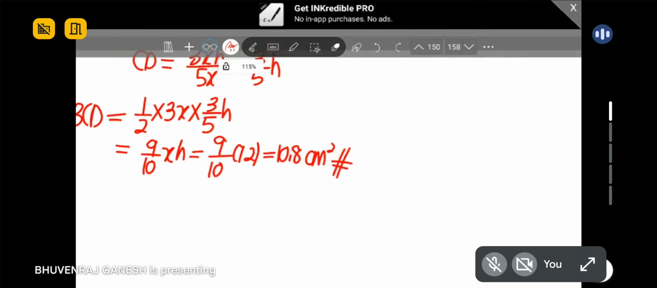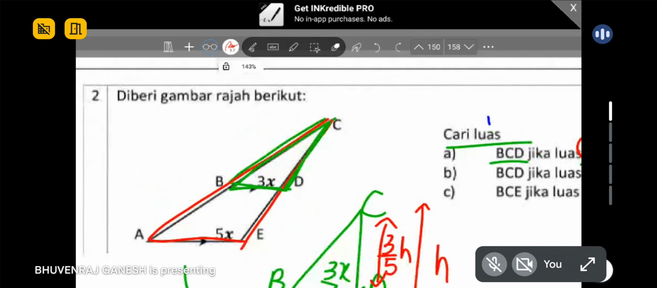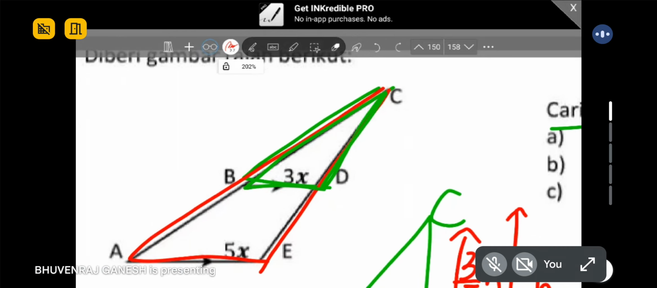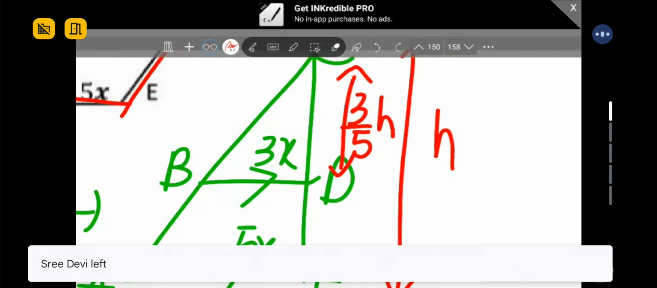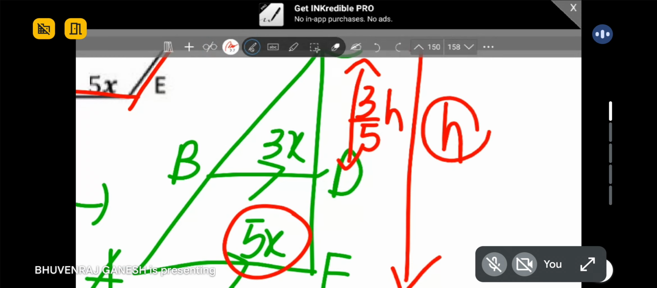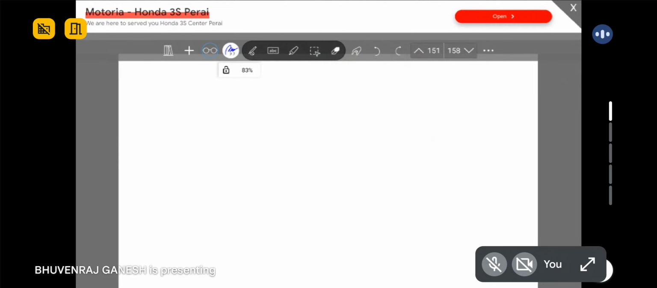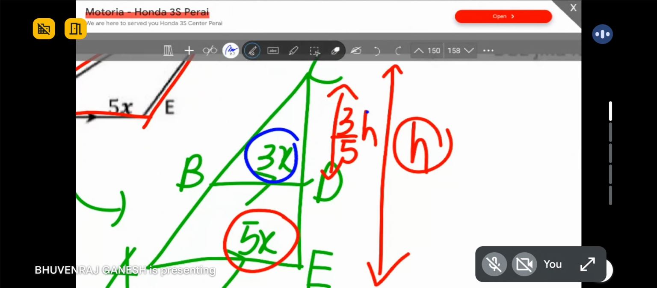Okay, Ken. Number 1. Okay, this question, you guys must understand. When they ask you to find the area of a smaller triangle inside a larger triangle, the concept is always similar triangle. Can? Concept dia segitiga serupa. Okay, so the concept is actually you are comparing the base lengths and the height of two triangles. So I'm comparing 5x with h. This is my first triangle. For the second triangle, I am comparing 3x.